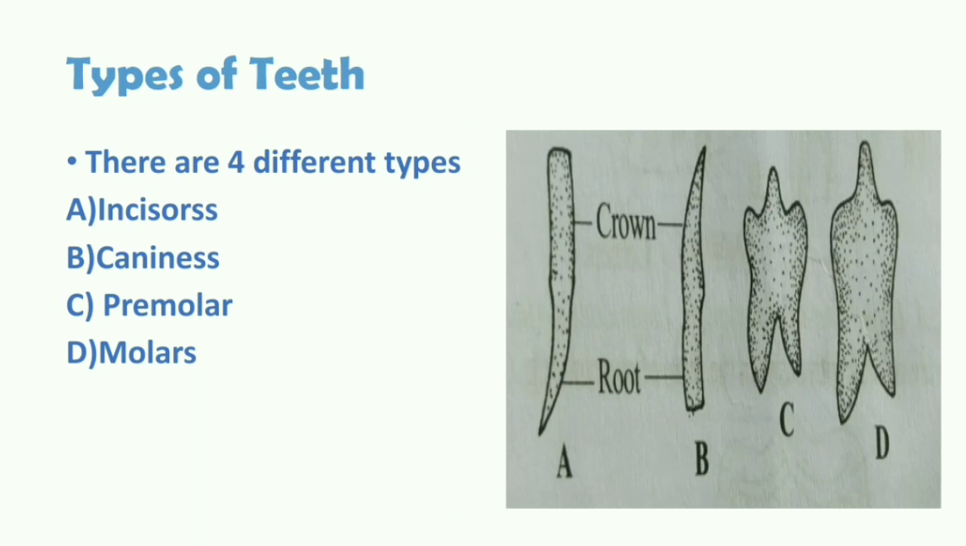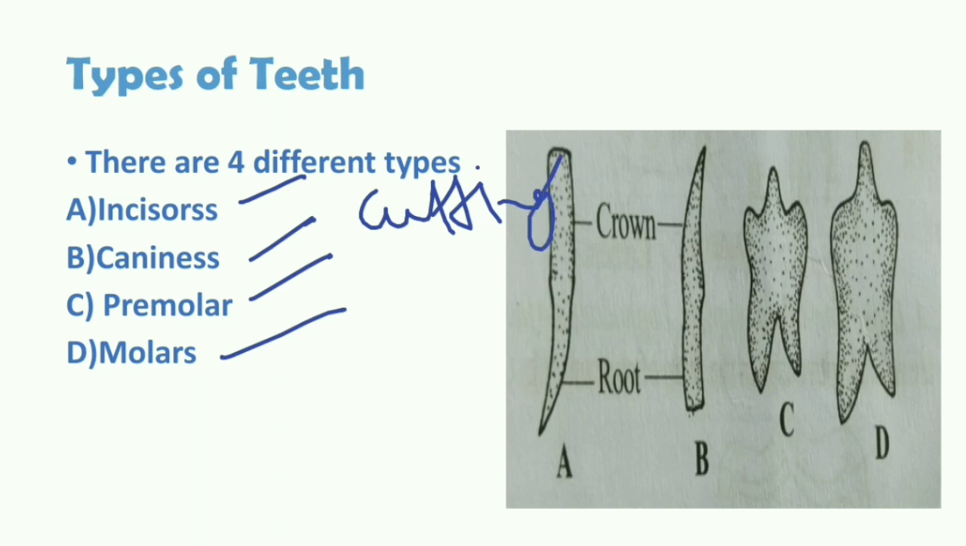Next, in heterodont dentition there are four different types: incisors, canines, premolars and molars. Incisors are flat, chisel-shaped teeth having a single root, used for cutting. Canines are sharp, pointed teeth having a single pointed crown and a single root. They are used for piercing and tearing the flesh of prey.